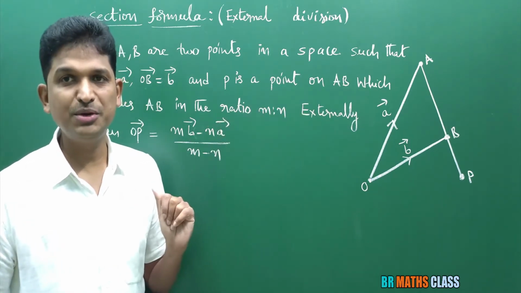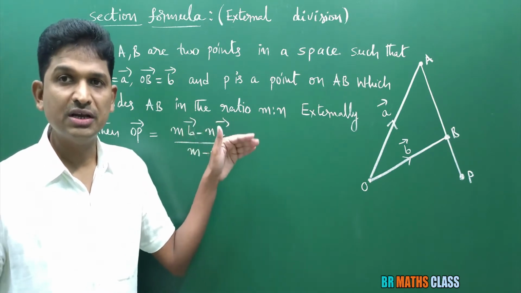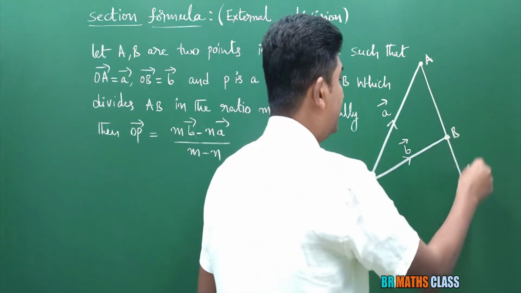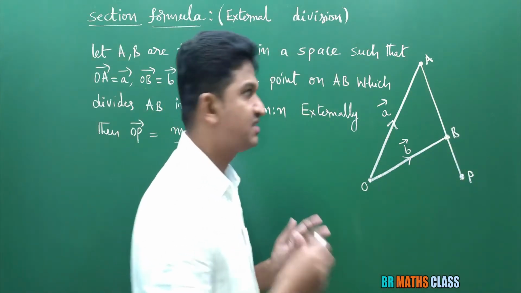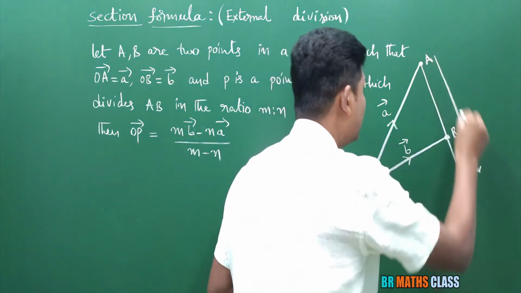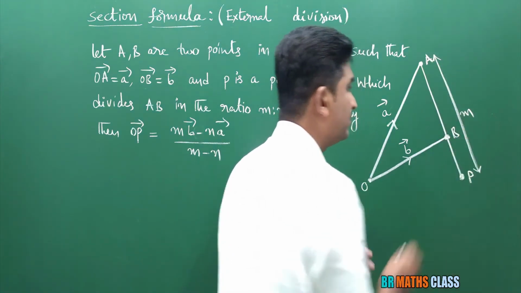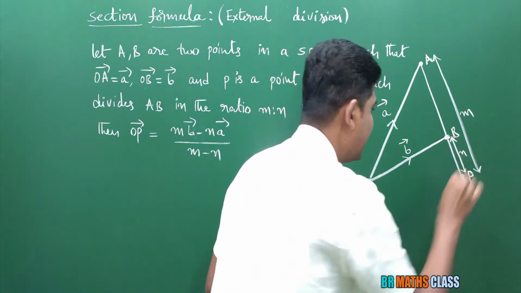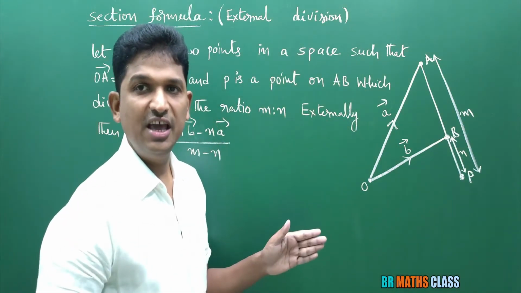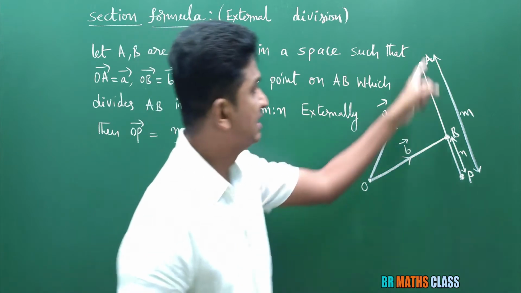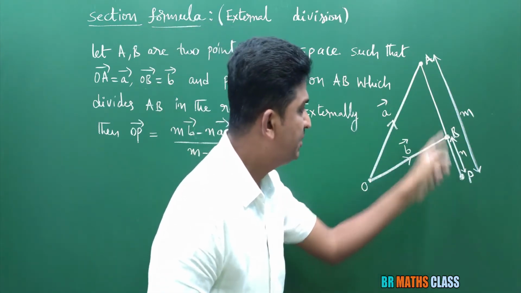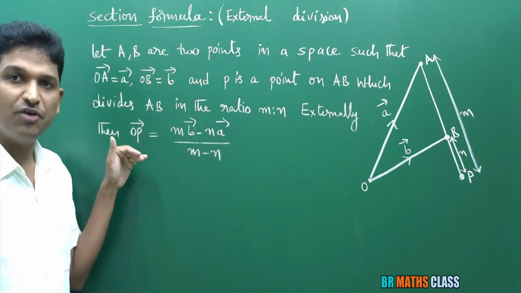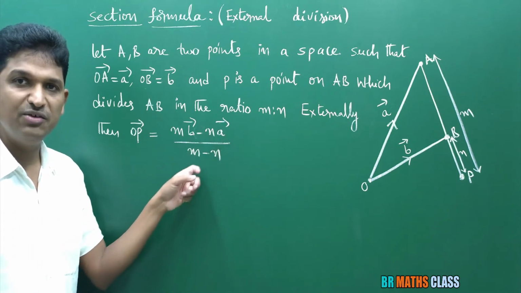We need to understand this meaning carefully. Many students confuse here. External division means which part is M, which part is N. It is very simple. Here P divides AB in the ratio M:N externally means, see this length we'll consider as M and this length we'll consider as N. P divides AB in the ratio M:N externally means the length AP is M, the length BP is N. We need to consider like that. Then position vector of a point P formula is MB bar minus NA bar divided by M minus N.